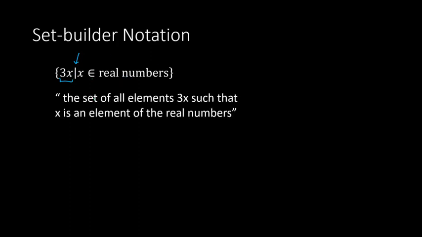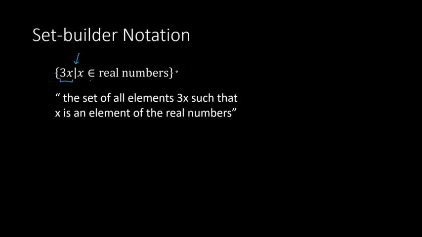And then we have what's called set builder notation. So here is an example. All right, notice we have braces around our entire expression. And then we have here, it says 3x. So this would be 3x, and then this vertical bar right here means such that. All right, so we have 3x such that x is an element of the real numbers. Another way of saying that would be the set of all elements 3x such that x is an element of the real numbers.